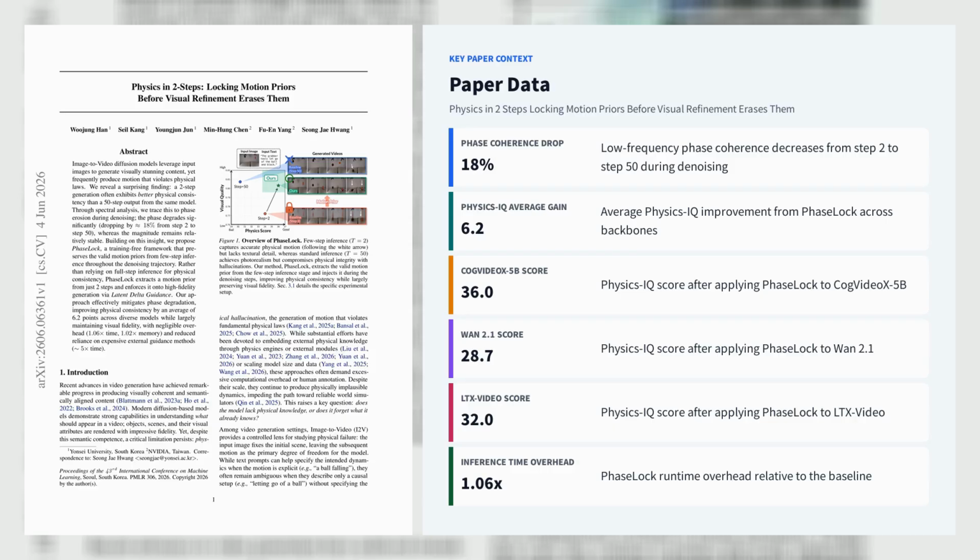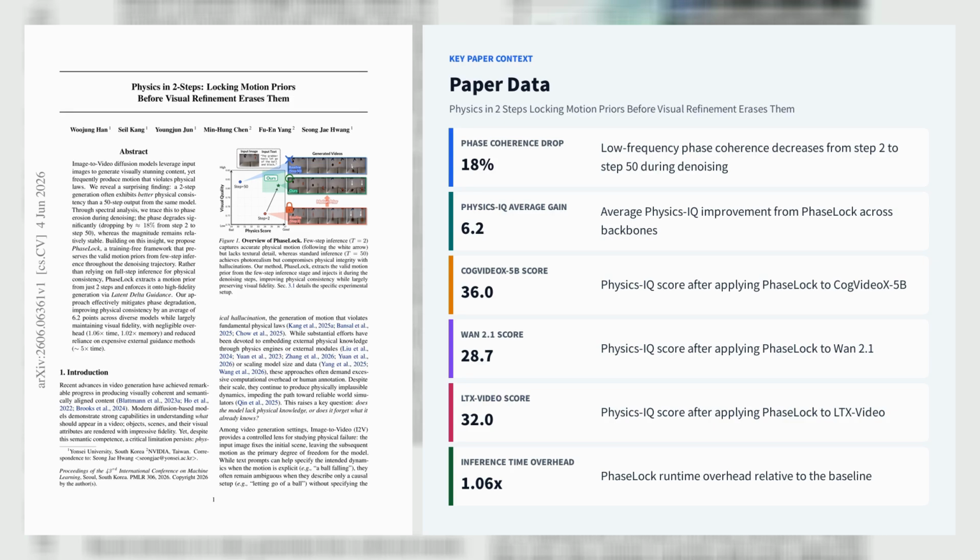Physics in 2 steps. Locking motion priors before visual refinement erases them. This paper from Yonsei University and NVIDIA introduces phase lock, a training-free image-to-video framework that argues physical motion is already present after just 2 denoising steps and is then progressively erased by visual refinement.